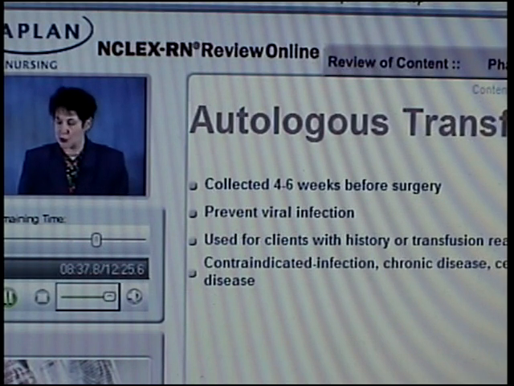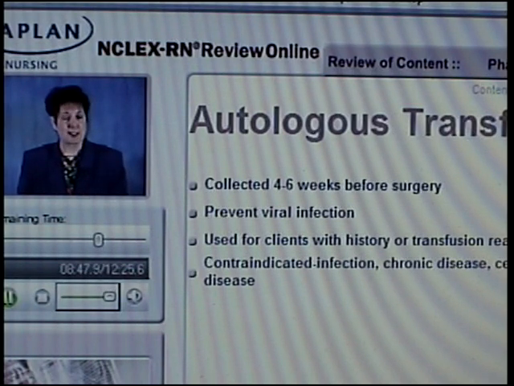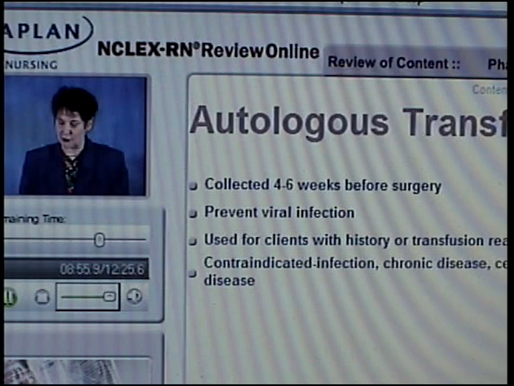So it is used for patients that have a history of some type of transfusion reaction, or if patients have very rare blood types. It is contraindicated. You cannot do this if you have an infection. You cannot do this if you have a chronic disease or cerebrovascular or cardiovascular disease.